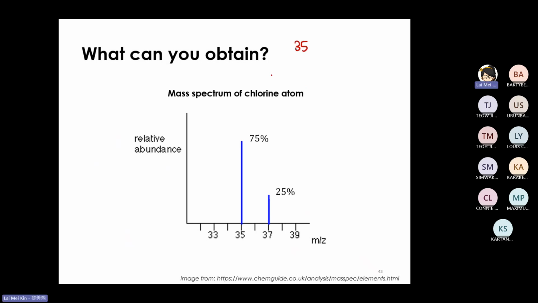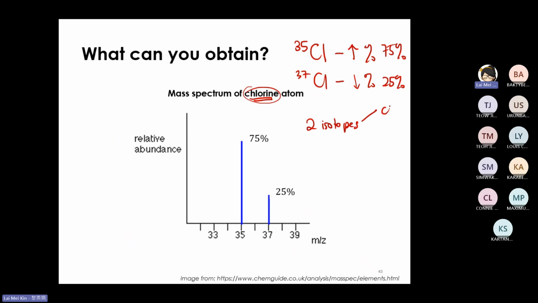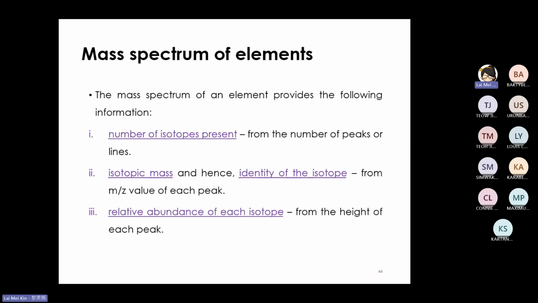Okay, 35 is chlorine. So I say that chlorine 35 has the highest percentage, 75%. And then chlorine 37, you get a slightly lower percentage, 25%. How many isotopes of chlorine are there? 2 isotopes. So we know that one is chlorine 35, another is chlorine 37.